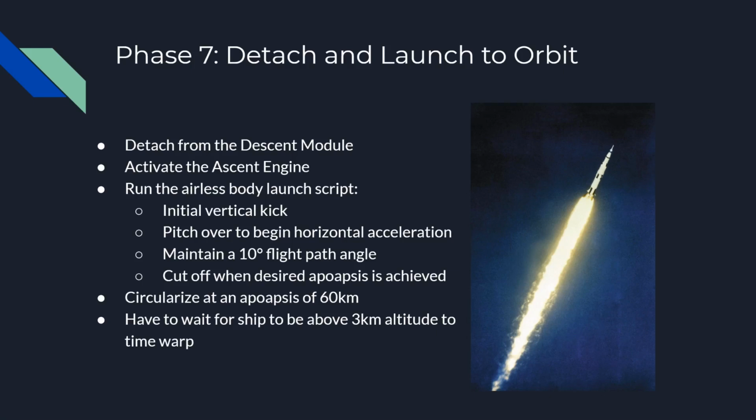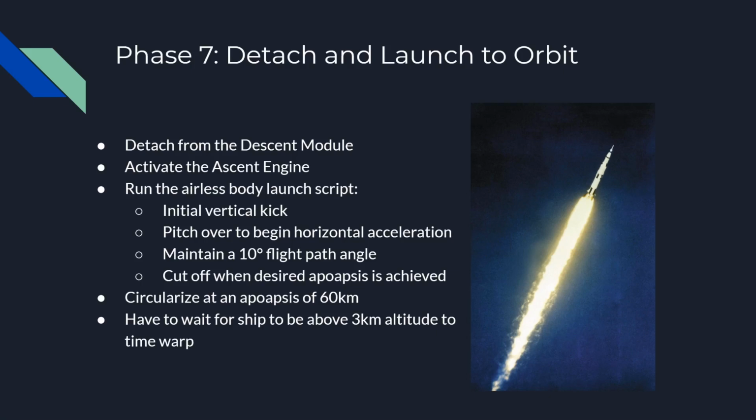The first thing it's going to do is an initial vertical kick and then pitch over immediately to start accelerating horizontally. This is not the same kind of launch functions that I've been using in my ascent evolution, because it doesn't have any air, so I can just immediately start pitching over. We're just going to be maintaining a 10 degree flight path angle until we reach the desired cutoff, just to make sure that I'm not hovering above the ground and there's some hill that I run into.